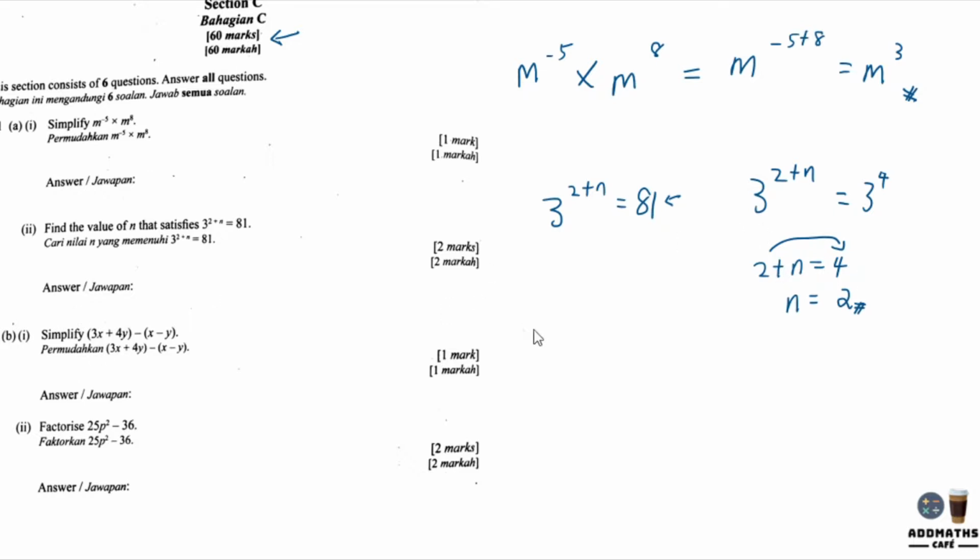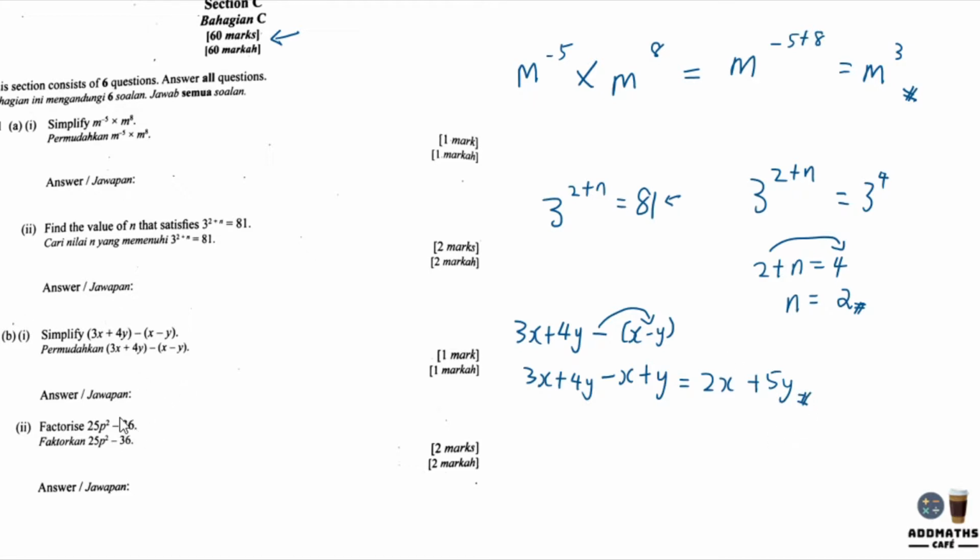Next, B. It says 3x plus 4y minus x minus y. So in this case, let's expand the equation over here. So minus times x will give you negative x. Minus times minus y will give you positive y. So all the x add up together: 3x minus x, you will get 2x. 4y plus y will give you 5y. So this is your final answer.